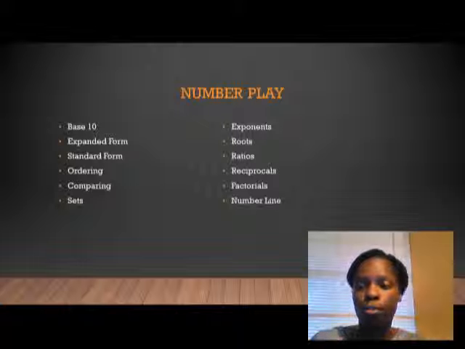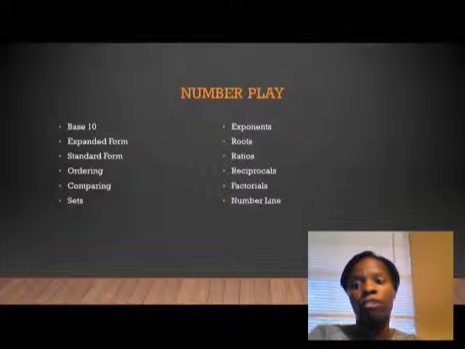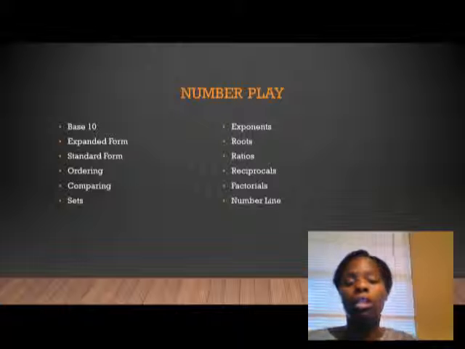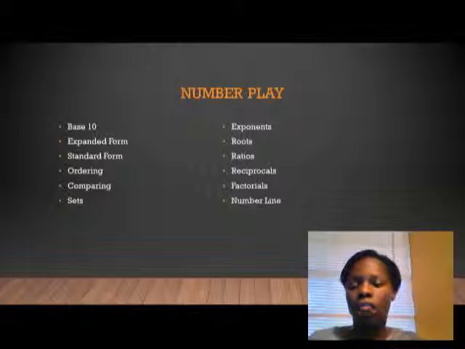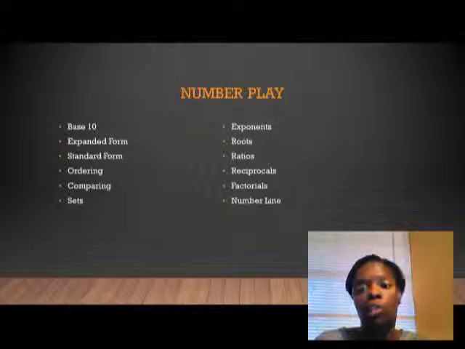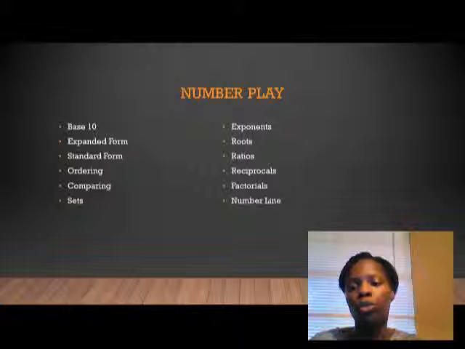So I want you to think about our number system, the base 10, the expanded form of a number, how you can represent a number to look different even though it has the same value. Then we talk about the different forms of a number, the standard form, putting them in order, from smallest to largest number. We'll compare them, which one is bigger, which one is smaller. We'll talk about sets of numbers, and we'll talk about these things called exponents, roots, ratios, the reciprocal, like I was saying, and factorials and number lines.